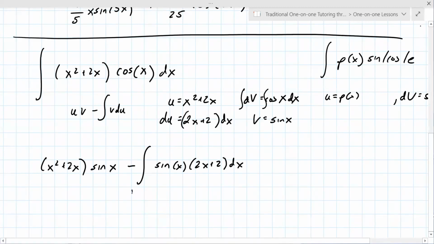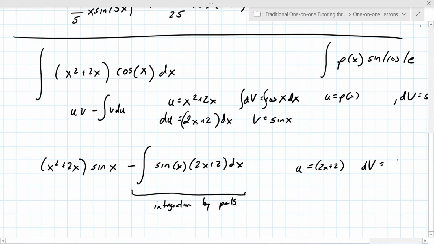Okay, so this thing that we're looking at now on the right is another integration by parts. I'm going to use u and dv again. It's common to do that. So u is going to be this 2x plus 2, and your dv is sine x dx. So we've got to find your du again. Du is 2 dx. You're integrating on the right here. Your v is minus cosine x this time.